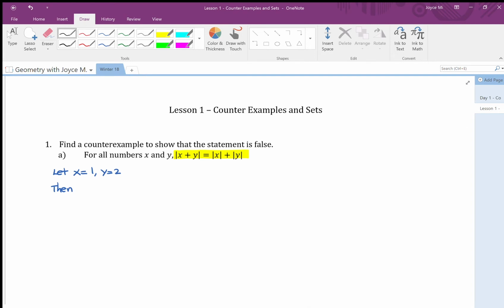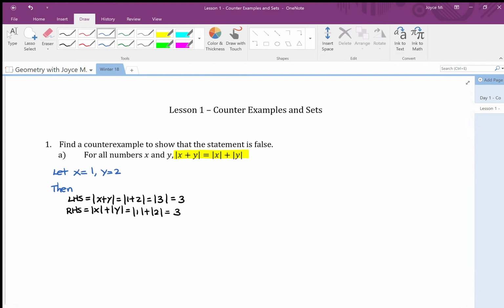My left-hand side of the statement is equal to the absolute value of x plus y. That is equal to the absolute value of 1 plus 2, and that is equal to the absolute value of 3, which gives me 3. And the right-hand side of the statement is the absolute value of x plus the absolute value of y. That is equal to the absolute value of 1 plus the absolute value of 2. That is also equal to 3.